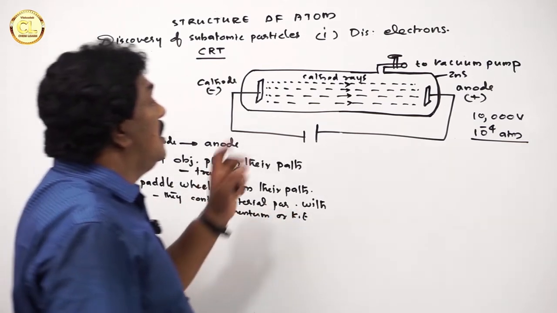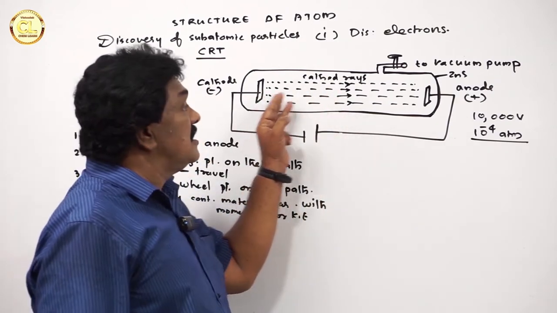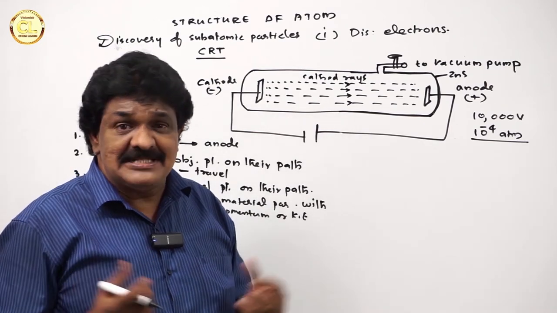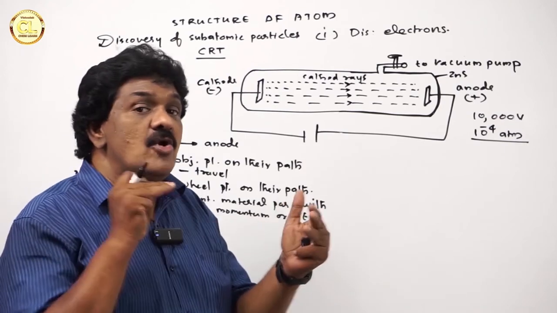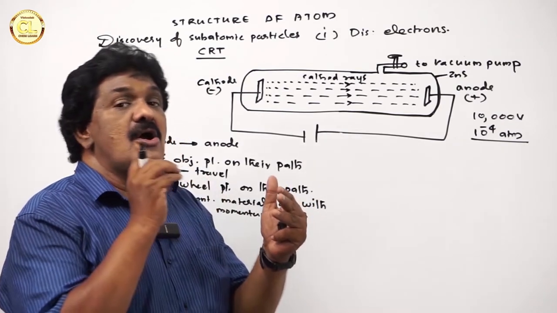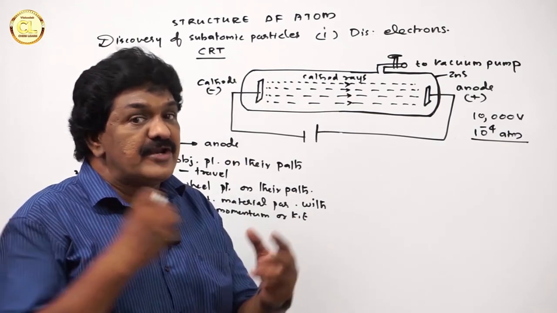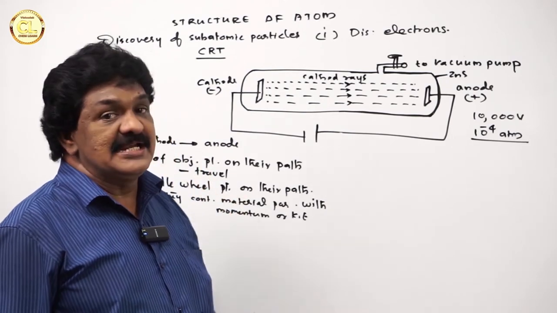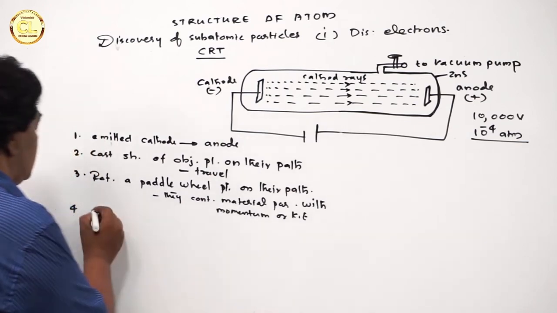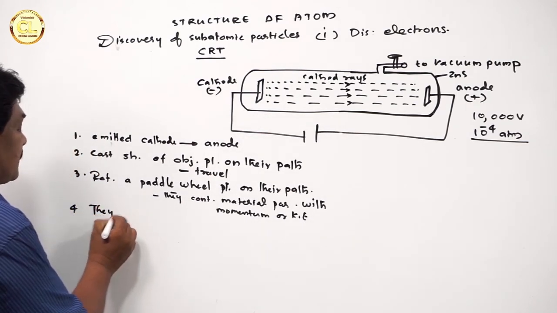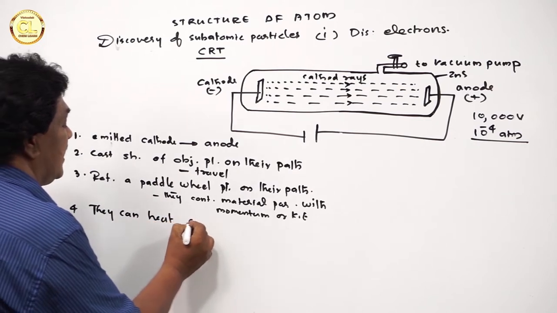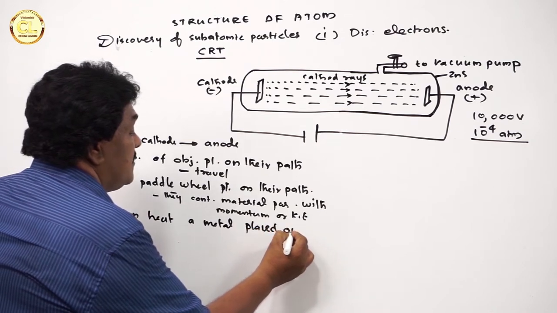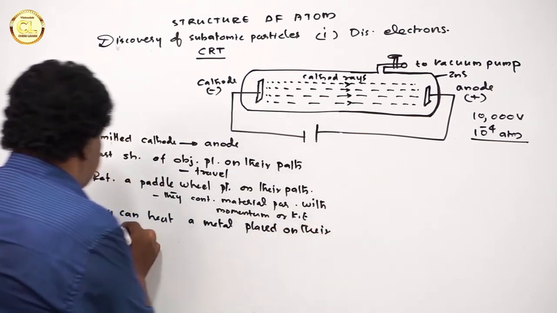Fourth point, when we place a metal plate in the path of cathode rays, then the metal plate gets heated. What happens here is, when cathode rays strike on the metal plate, they do some work on the surface. This causes a frictional effect and heating effect. So, cathode rays contain material particles with a momentum or kinetic energy. So, they can heat a metal plate placed on their path.